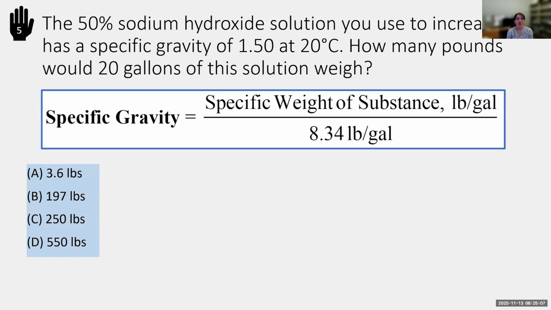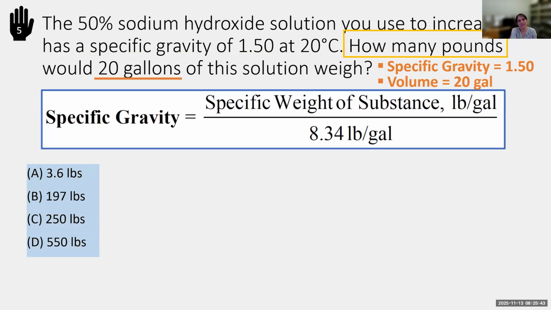And so again, we have the specific gravity equation, and we have a list of answers. A is 3.6 pounds per gallon. B is 197 pounds. C is 250 pounds. And D is 550 pounds. So the first thing we want to do is figure out what we're trying to calculate. And again, this is how many pounds our solution weighs. We're told that the specific gravity is 1.50 at 20 degrees Celsius, and the volume of our solution is 20 gallons.